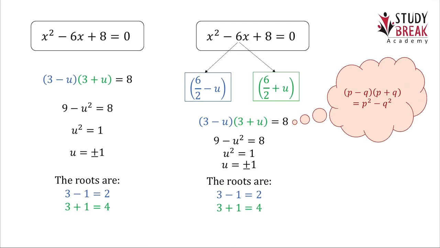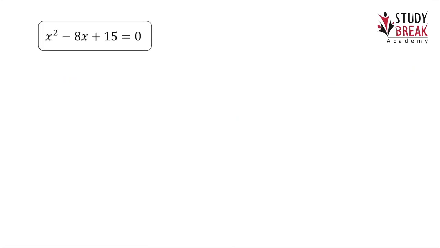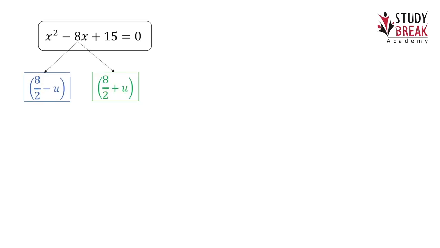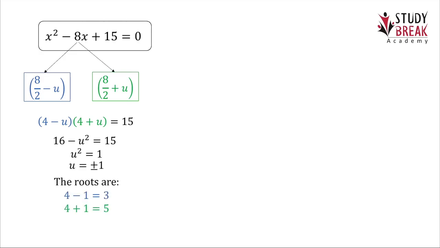Let's take one more example and check. Say we have x squared minus 8x plus 15 equal to 0. First criterion, x squared should have a coefficient of 1. The x term is preceded by a minus, and the constant term is preceded by a plus sign. Okay, so 8 has to be divided into two parts, 8 by 2 minus u and 8 by 2 plus u. Multiplying them, we should get 15. Expanding it, we get 16 minus u squared is 15. So u squared is 1, u is plus minus 1. So the roots are 4 minus 1 and 4 plus 1.